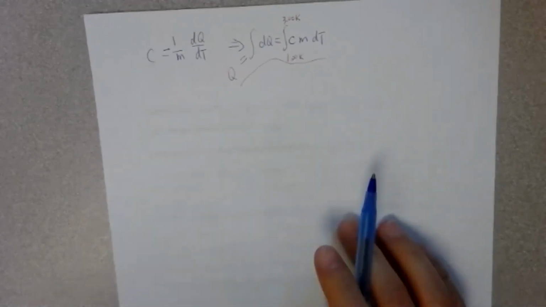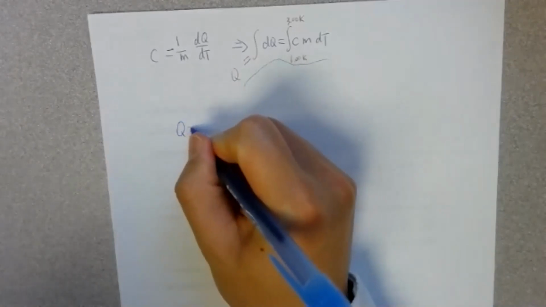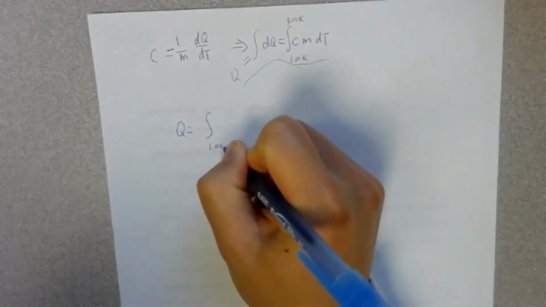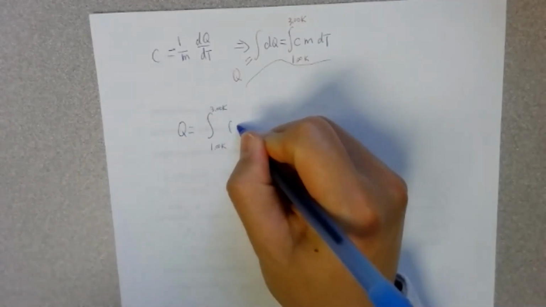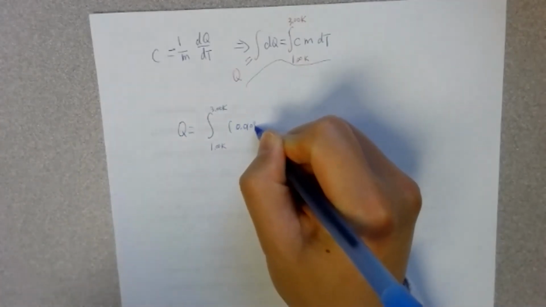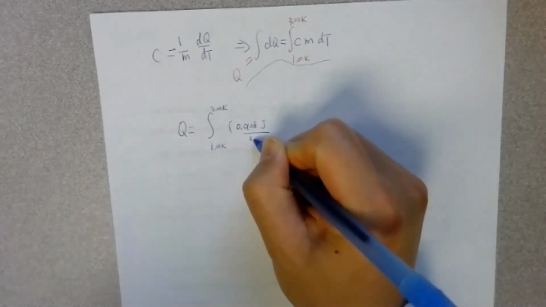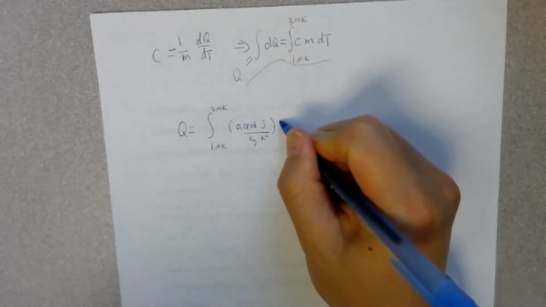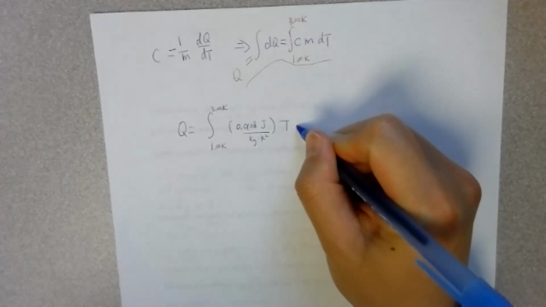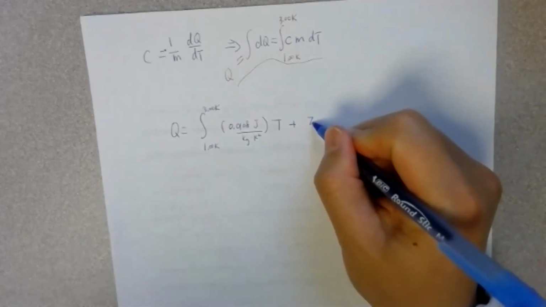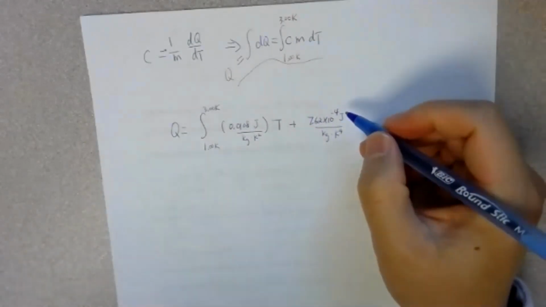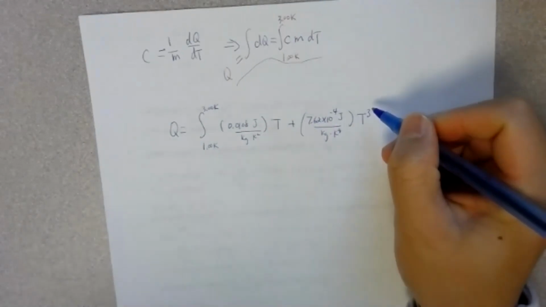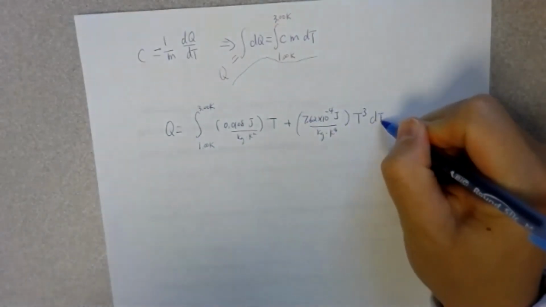All right, so let's take a look here. As I mentioned, Q equals that. So Q equals the integration from 1 Kelvin to 3 Kelvin of CM, okay? So C, you can just take the numbers given there. C is equal to A, which is 0.0108 joules over kilogram times K squared, times T, okay? And then plus B, which is 7.62 times 10 to the minus 4 joules over kilogram times K to the fourth. Okay, this is B times T to the third power, and dT, okay?